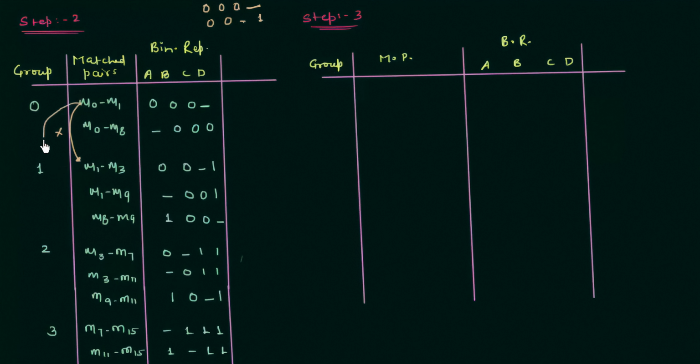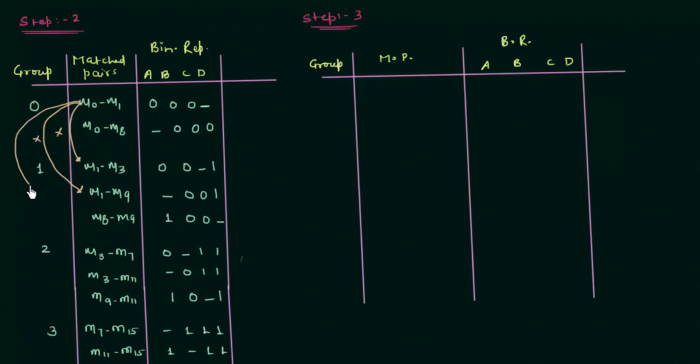We will compare M0 M1 with M1 M9. So let's do it quickly. 0 0 0 underscore, and M1 M9 is underscore 0 0 1. Again you can see we have two variables changing, so it is not a matched pair. In your rough space, do it the way I'm doing to avoid the mistakes. This is the method in which most of the people commit mistake. So this is again not the matched pair.